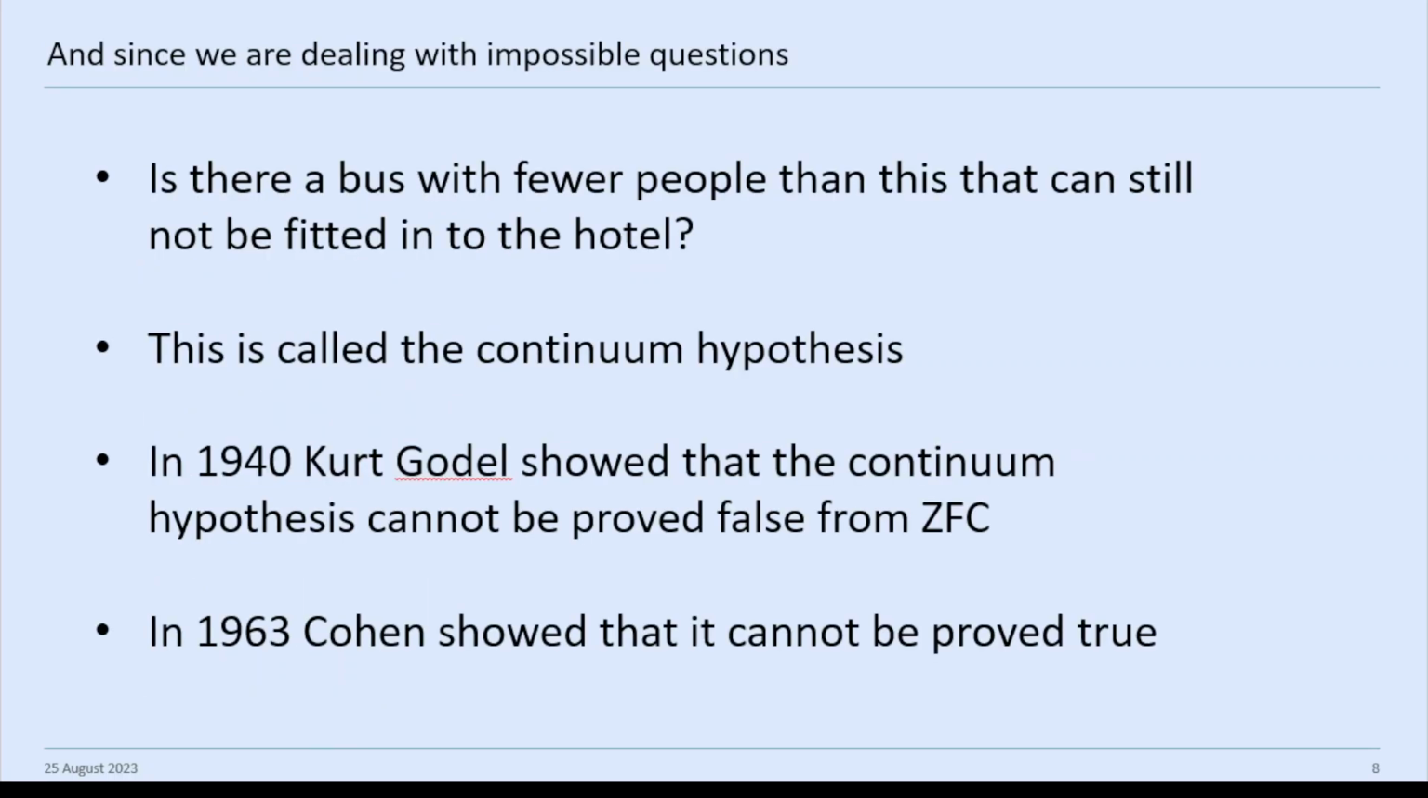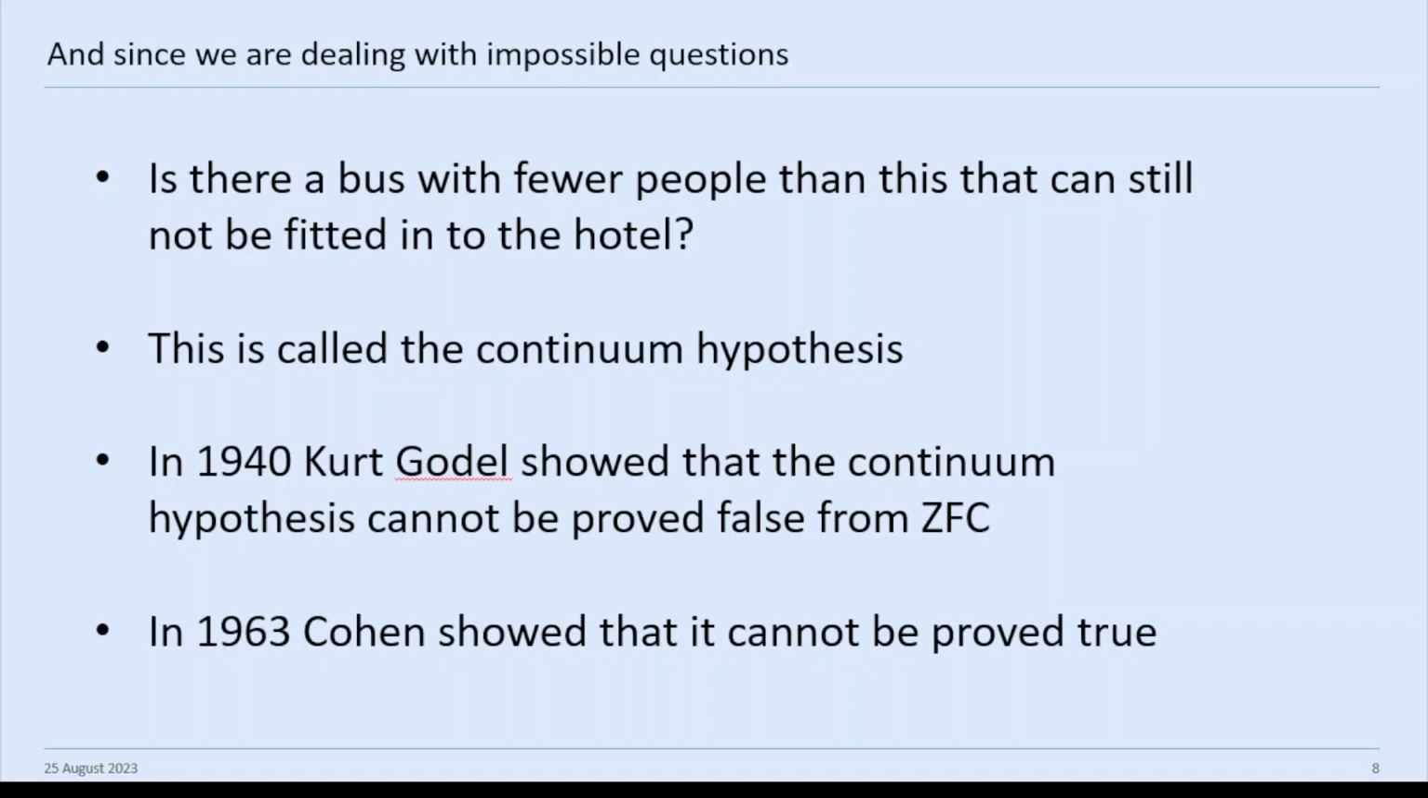And since we're dealing with impossible questions, here's another impossible question. Is there a bus with fewer people than the last one that can still not be fitted into the hotel? And this problem is actually called the continuum hypothesis, because it's the hypothesis that there is no infinity that's greater than the counting numbers but less than the real numbers.